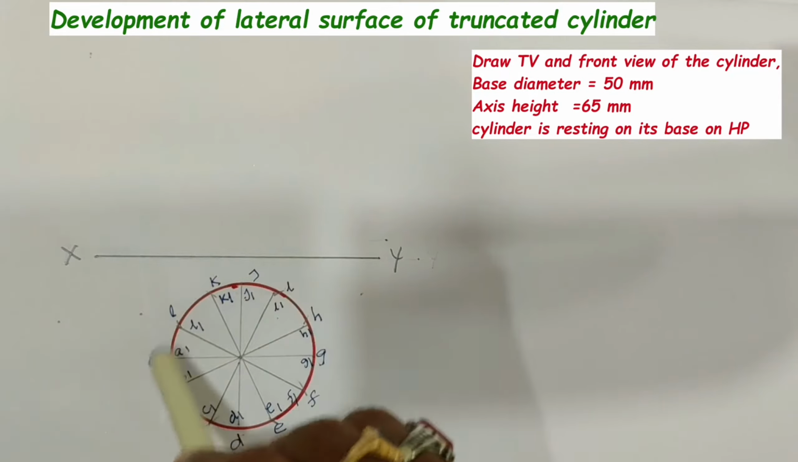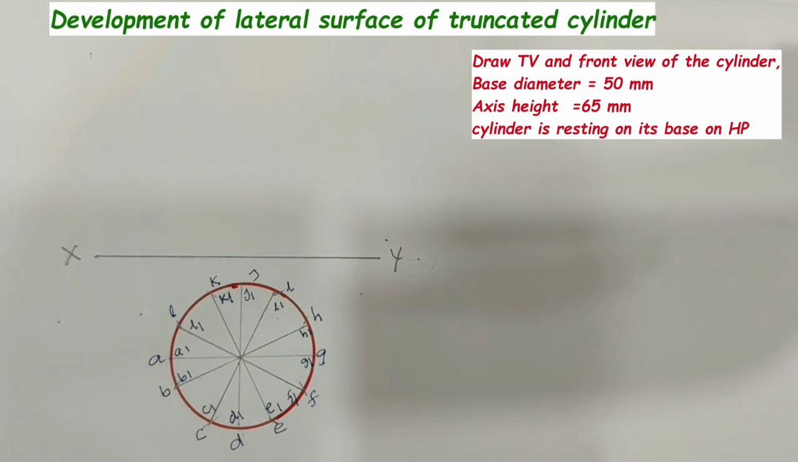This is the top view of the cylinder, that is circle, and we divided the circle into 12 equal divisions. A, B, C, etc. are the division points on the bottom base of the cylinder, and A1, B1, C1, etc. are the division points on the top base of the cylinder. After drawing this top view, then project the division points on the top view to the front view and then draw the generators, and height of each generator is equal to the axis height of the cylinder, which is equal to 65 mm.